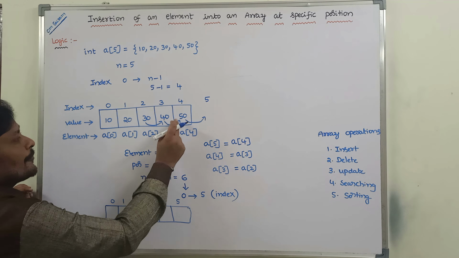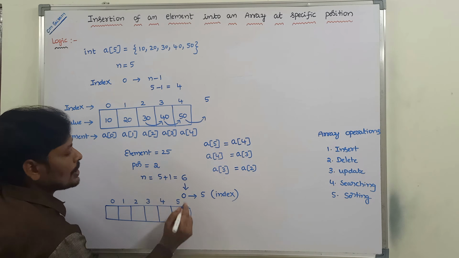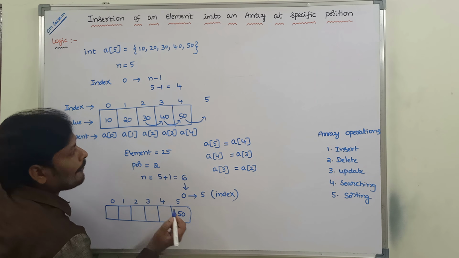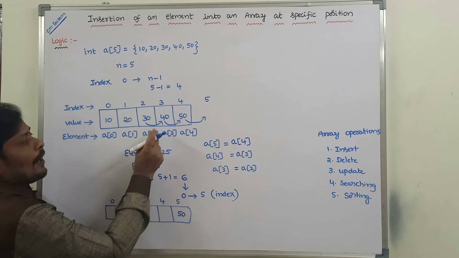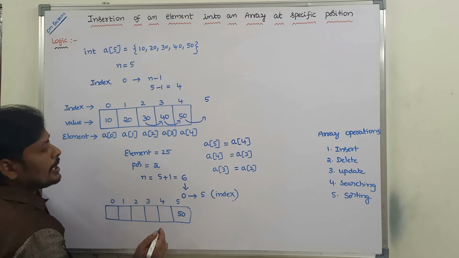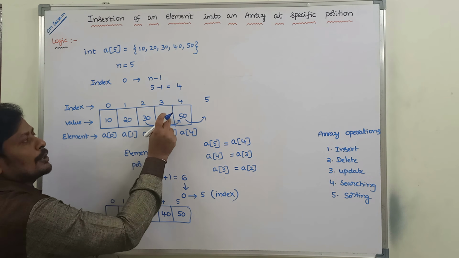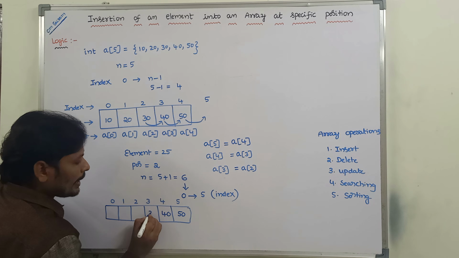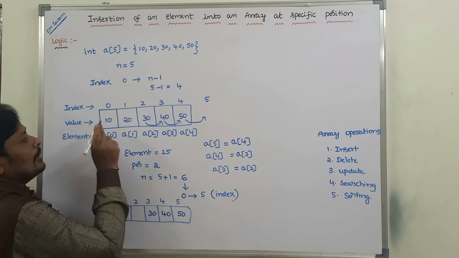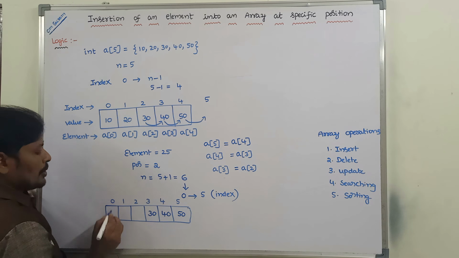Okay. Now, 50 is moved to this position. Now, A of 5 contains 50. 40 can be moved to this position. Now A of 4 contains 40. 30 can be moved to this position. Now A of 3 contains 30. And there is no change in these positions.